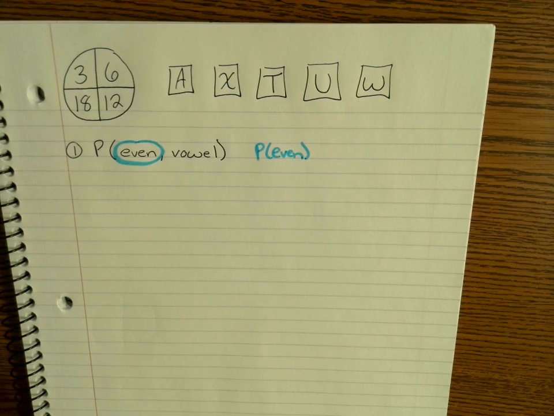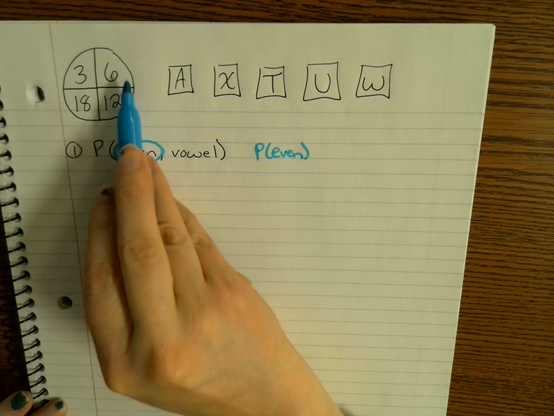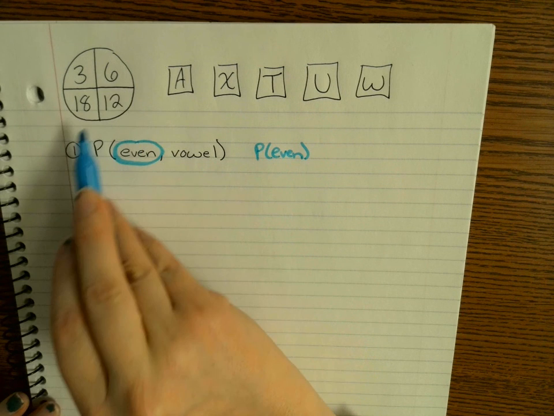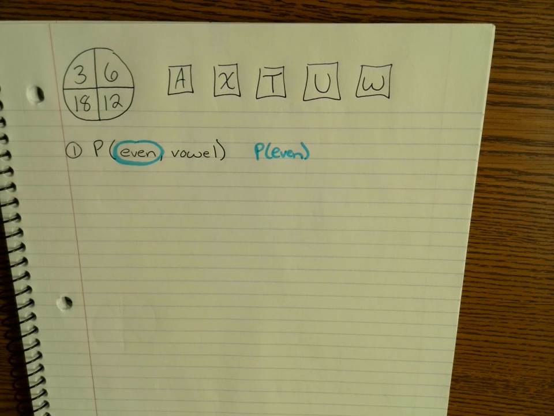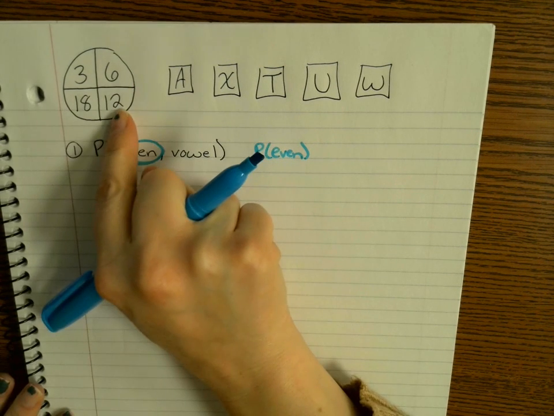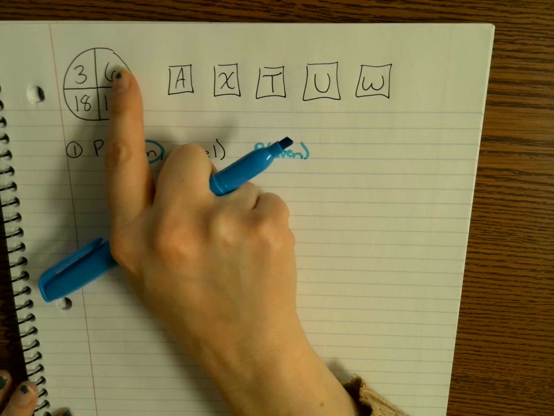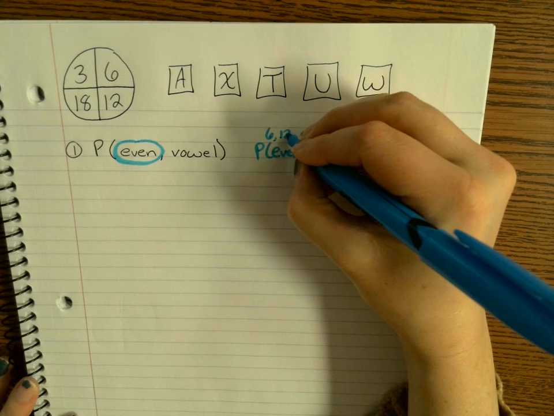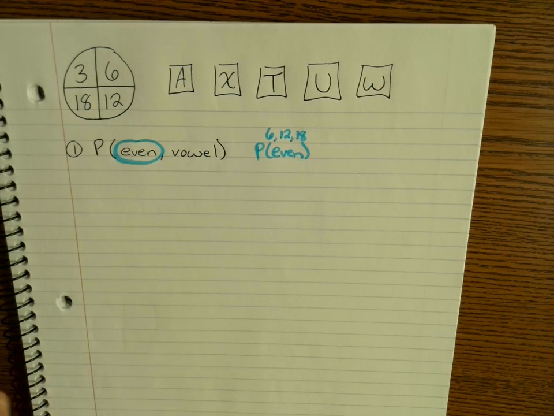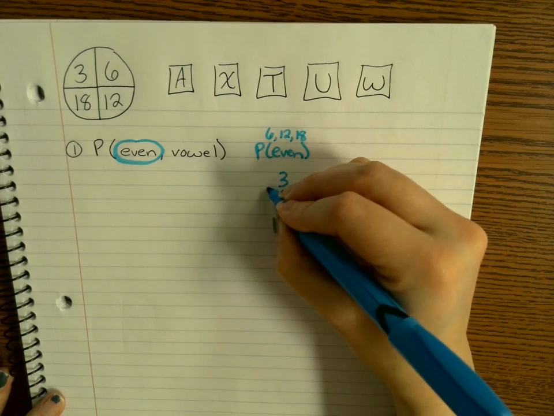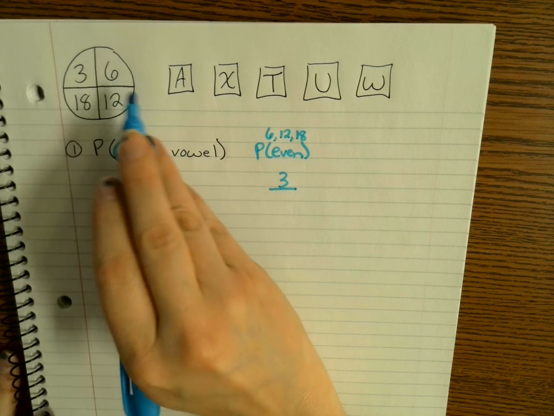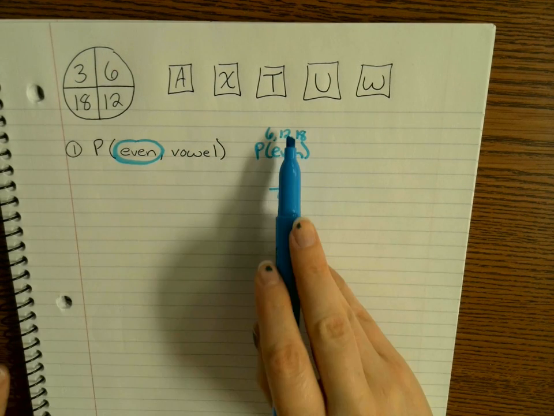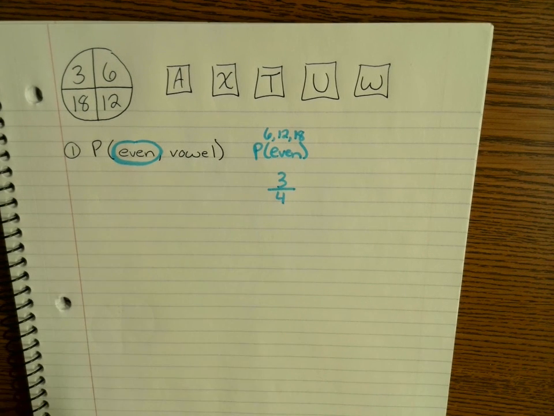So looking at my spinner, how many numbers up here are even numbers? 3 of them, right? 6, 12, and 18 are my even numbers. That's 3 numbers out of how many total numbers? 4. So the probability that I'm going to land on an even number is 3 out of 4.